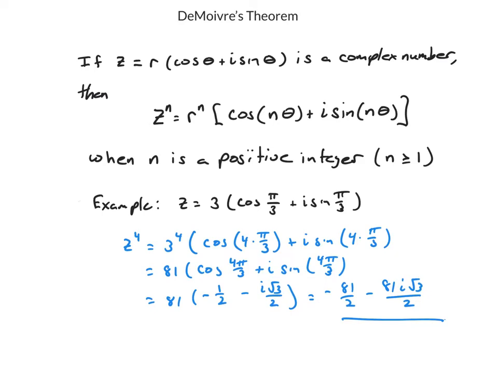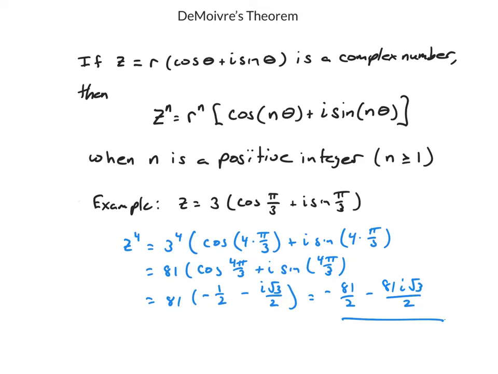Here's an example. We're going to let z equal 3 times the cosine of pi over 3 plus i sine of pi over 3. So let's take this complex number, raise it to the 4th power, and then we'll express it in its rectangular form. So by DeMoivre's theorem, z to the 4th is going to be 3 to the 4th times the cosine of 4 times pi over 3 plus i sine of 4 times pi over 3. Well, in this case, 3 to the 4th is 81, and that'll be the cosine of 4 pi over 3 plus i sine of 4 pi over 3.